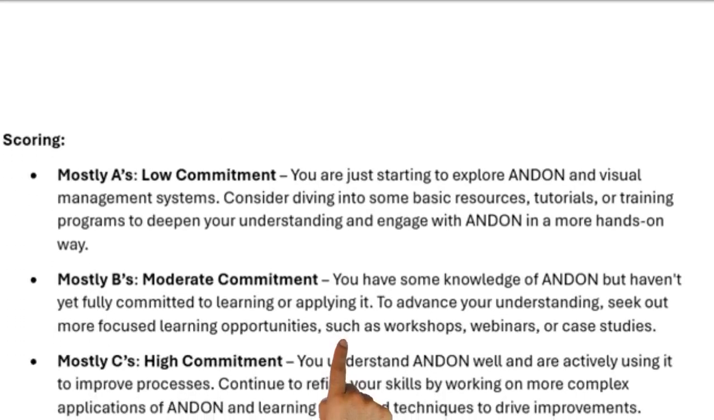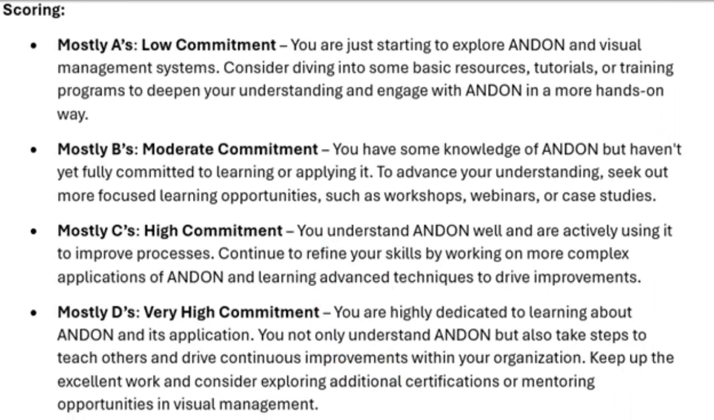Scoring guide. Mostly A's: low commitment, you are just starting to explore ANDON and visual management systems. Consider diving into some basic resources, tutorials, or training programs. Mostly B's: moderate commitment, you have some knowledge of ANDON but haven't yet fully committed to learning or applying it. To advance your understanding, seek out more focused learning opportunities.